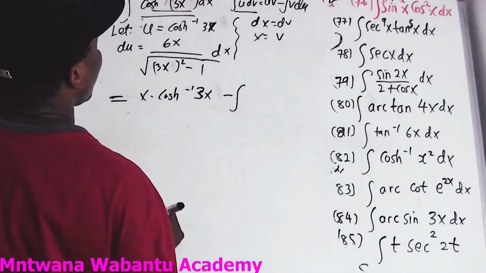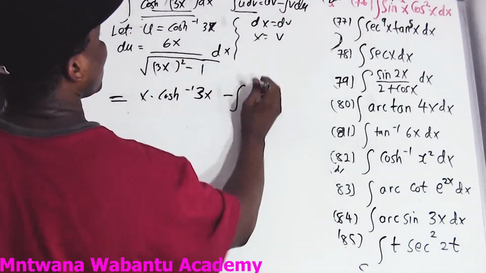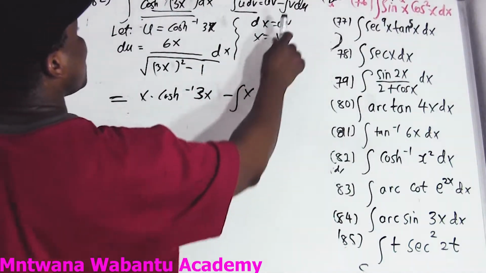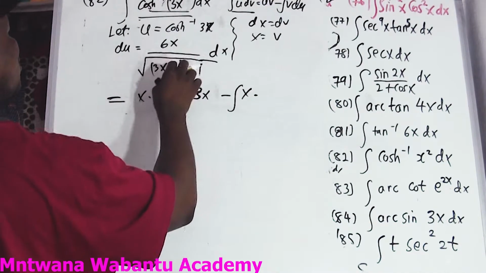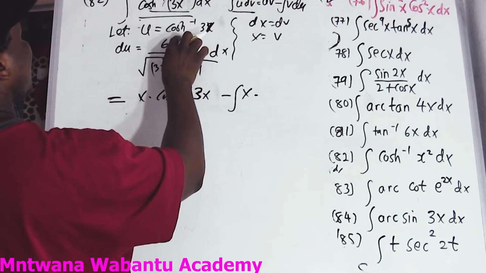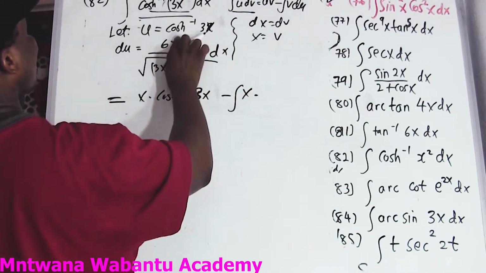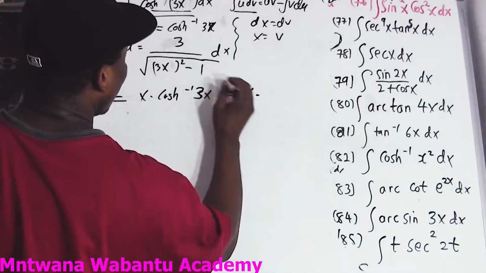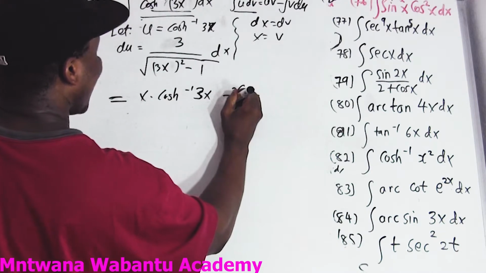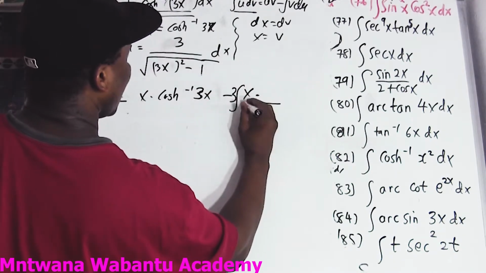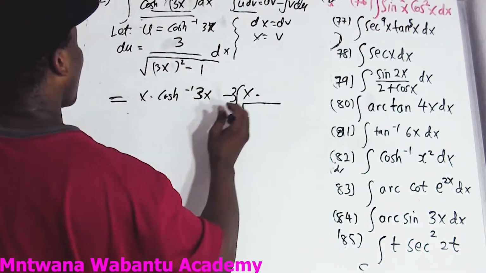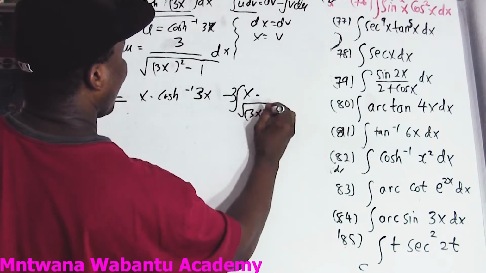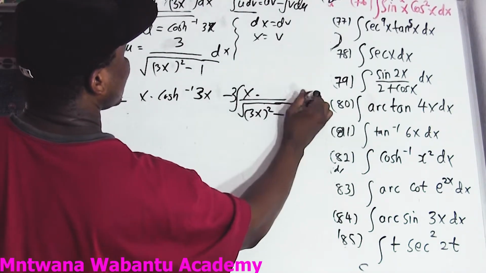Okay, integral of, now let's go. V, what is that? V equal to x. And then du, what is that? If you differentiate 3x, you get 3. So it's 3 now. It's no more like how it was. So this 3, I'll take it back and then write this one. That's going to be the integral of 3x over the square root of 9x squared minus 1 dx.